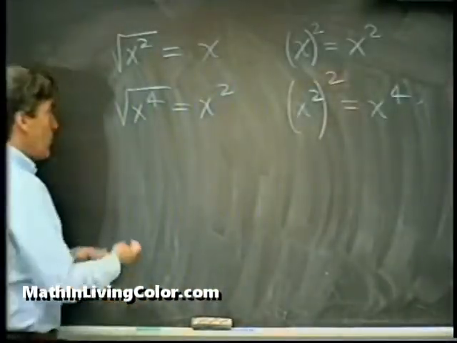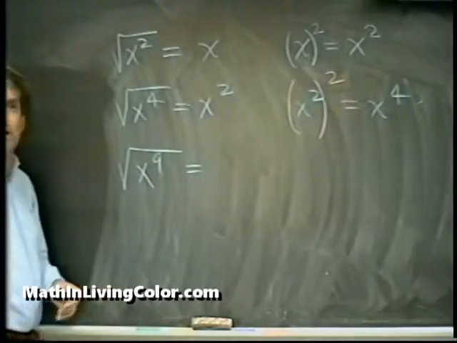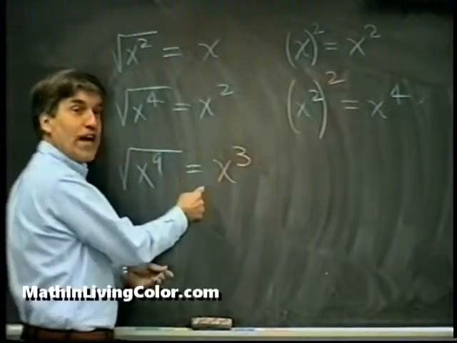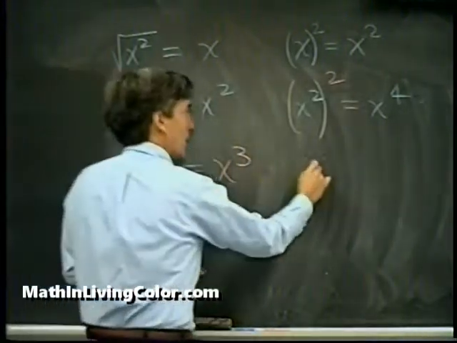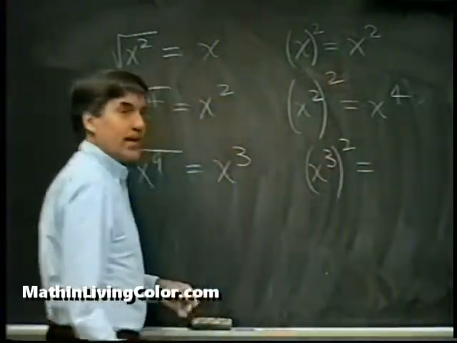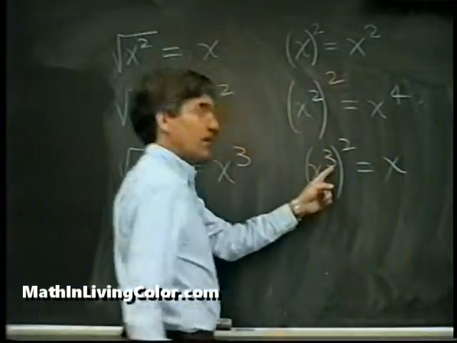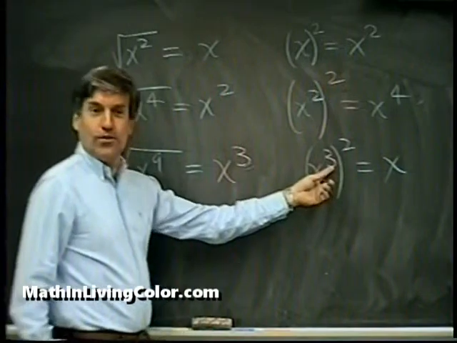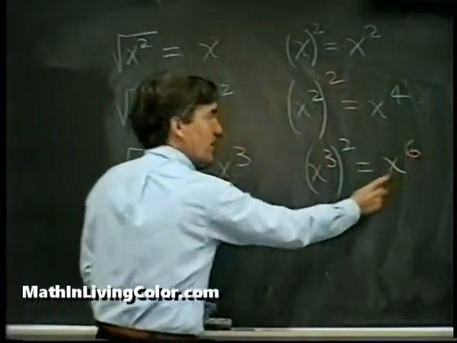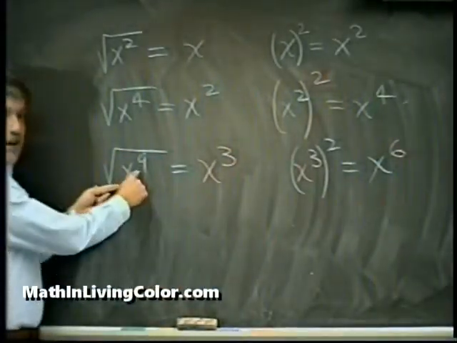Okay? Now, what if I gave you a problem like the square root of x to the 9th? Any suggestions as to what it might be? X to the 3rd, probably, right? And then in order to check that, what would you have to do? X to the 3rd, and we'd have to square it in order to get what? X to the 9th. Oh, wait. Uh-oh, x to the 6th. Now, if this comes out x to the 6th, what does that mean about the square root of x to the 9th?